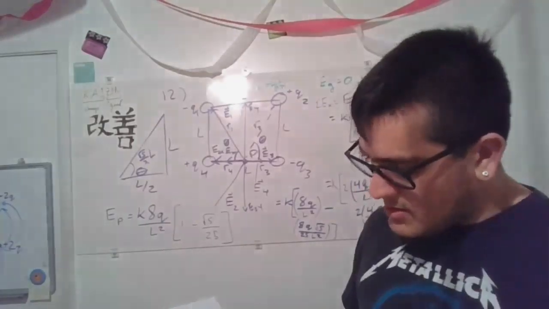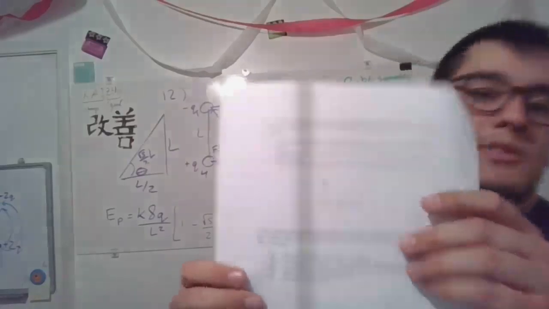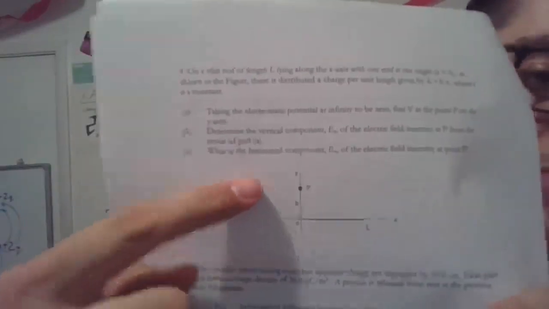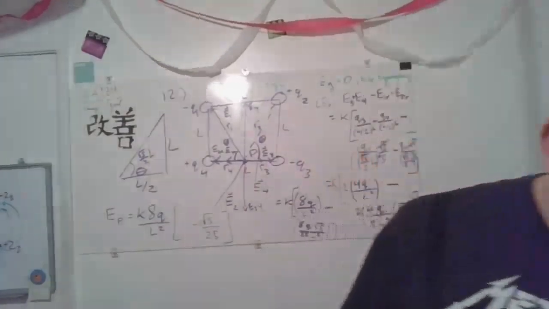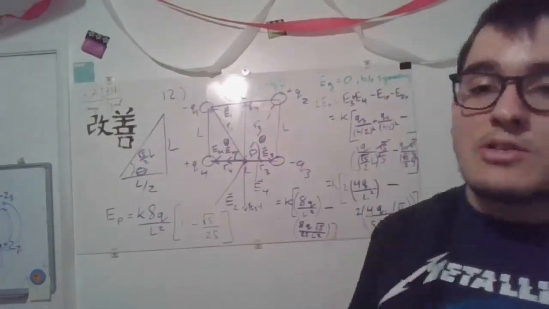Or the second to last problem. Yes, number 4, this one. Remember, for this one, we found the potential at this point P here. And then we had a function for the potential, and we took the partial derivative to get the electric field.